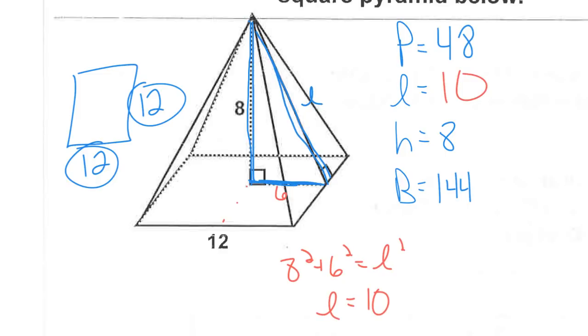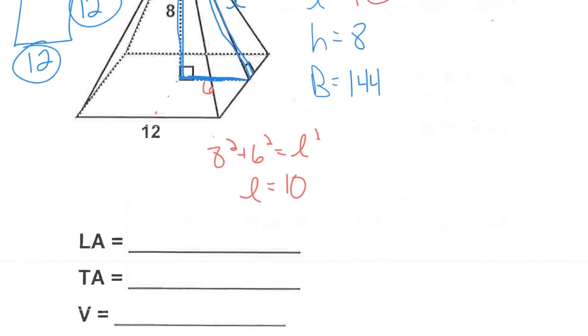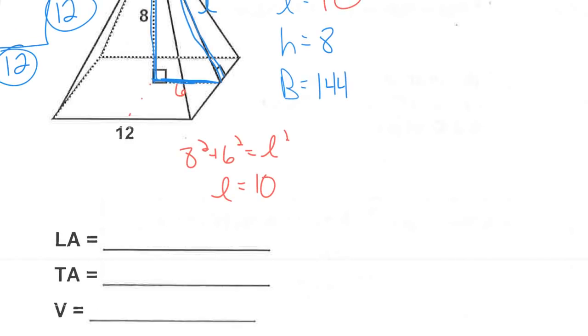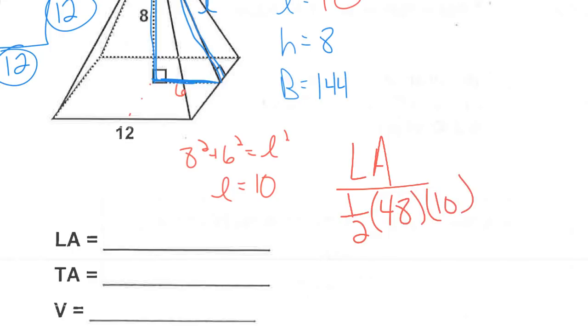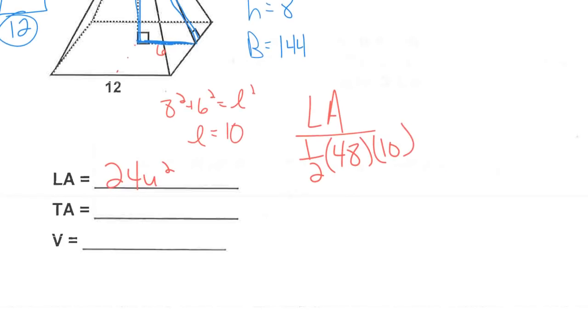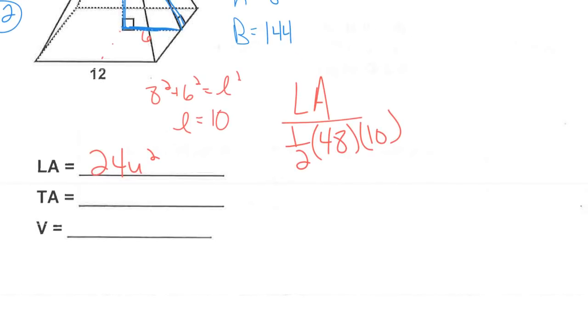And now it's right back to what we were doing a second ago. Let's just plug it into our formulas real quick. Lateral area, that's 1/2 PL, so 1/2 of 48 times our L, which we found to be 10. If you work that out, you get 240 units squared. And you might pause and try to find the other 2 real quick just to practice it. It's not very tough.